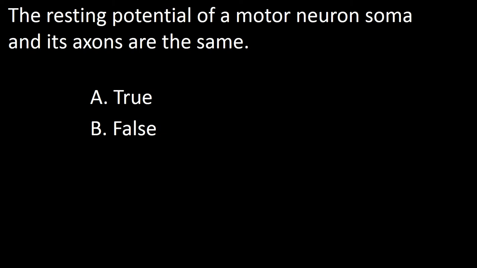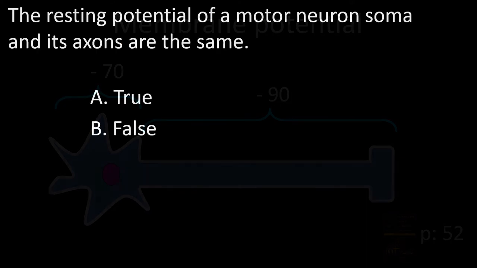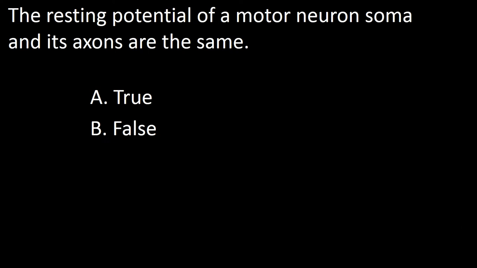Next question. The resting potential of a motor neuron, soma, and its axons are the same. A. True. B. False. The membrane potential at the soma in a neuron is minus 70. The membrane potential of the axon is minus 90. The difference is likely to result from the continuous synaptic influence in the soma of other neurons. So the answer to this question is false.